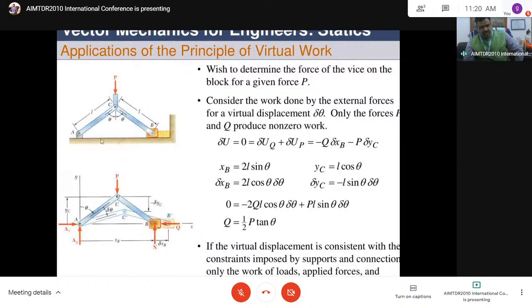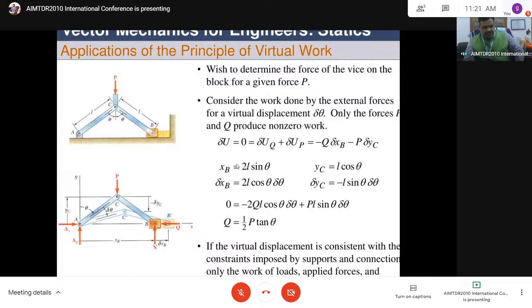Total horizontal is 2L cos theta: L cos theta, L cos theta. So that's what I have given. From here to here, this is the origin. From here to here, it is xp. That is L cos theta up to this, and another L cos theta, 2L cos theta.